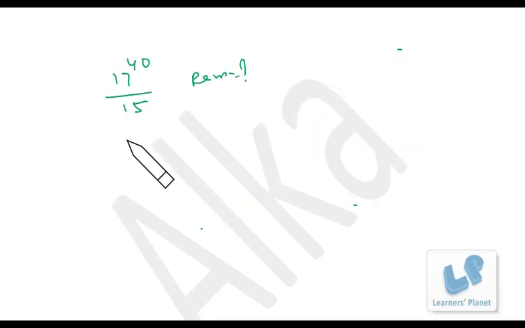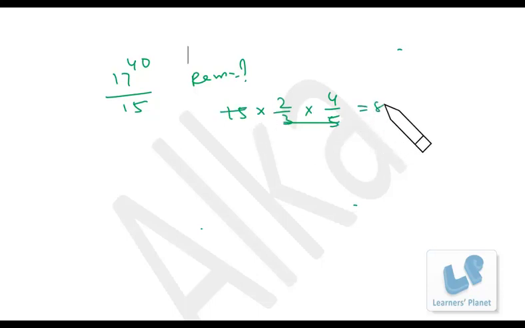Now suppose I have a question: 17 raised to 40 divided by 15, what is the remainder? Now 17 and 15 are co-prime to each other. So what is the Euler number for 15? The factors of 15 are 5 and 3. So the Euler number will be 15 into (1 minus 1 by 3), that is 2 by 3, and (1 minus 1 by 5), that is 4 by 5. So that's 8.